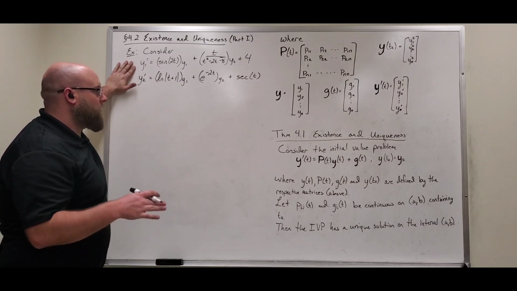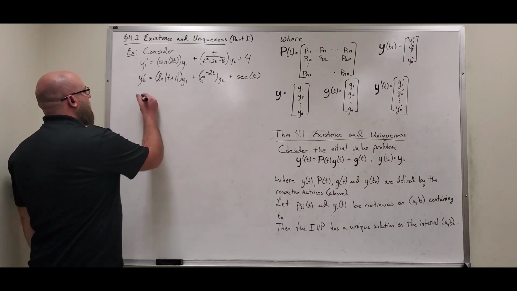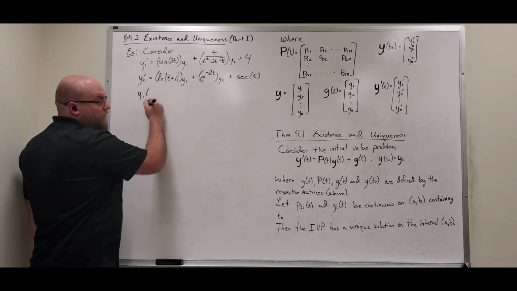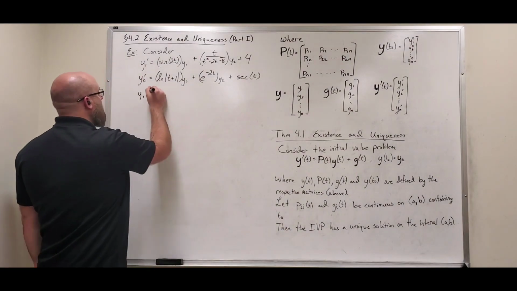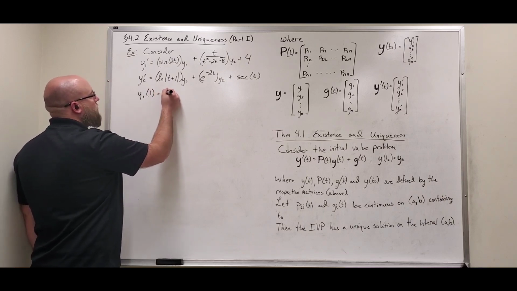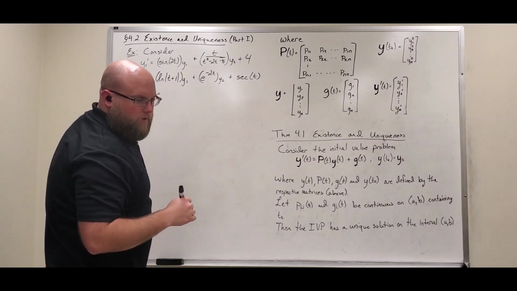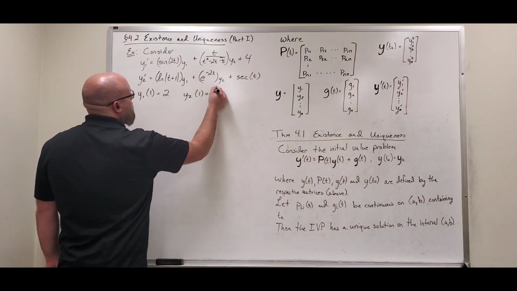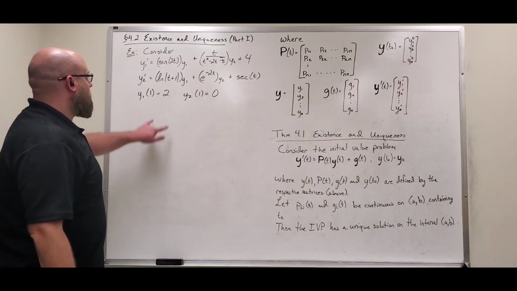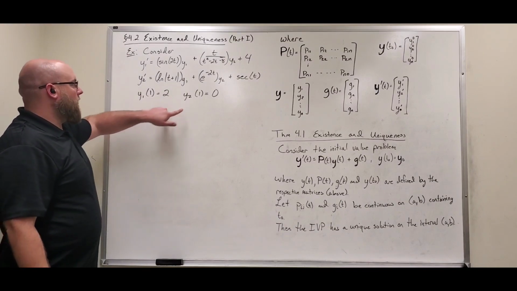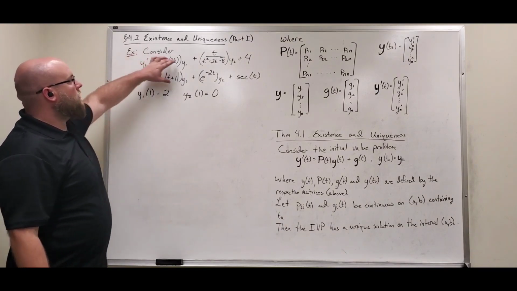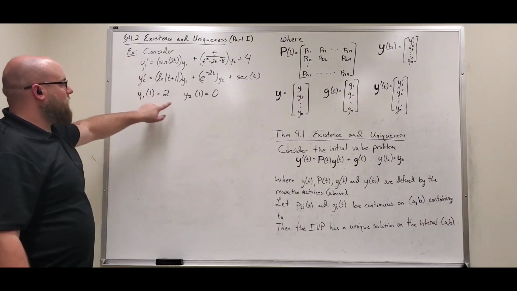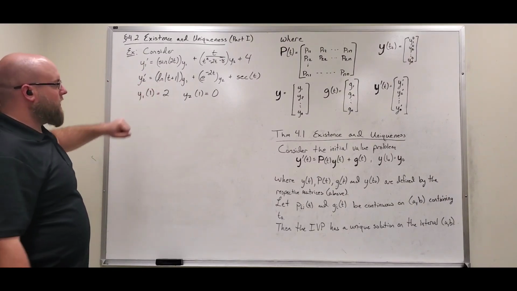So now we want to talk about an IVP. Our IVP here is y1 of 1 is equal to 2, and y2 of 1 is equal to 0. Okay, so these are initial values. Notice that we have two functions that we're looking for, so we're going to have two initial values. If we had 3, we'd have 3 initial values and so on.